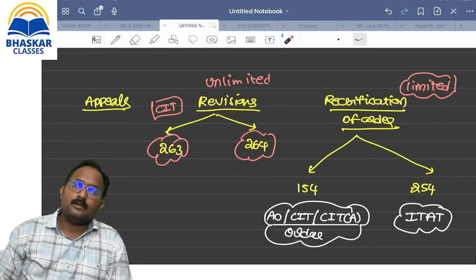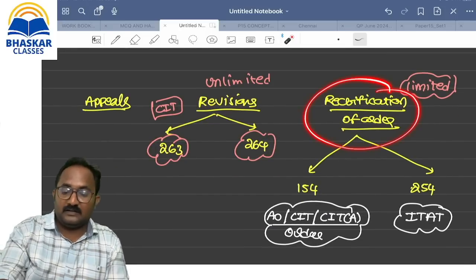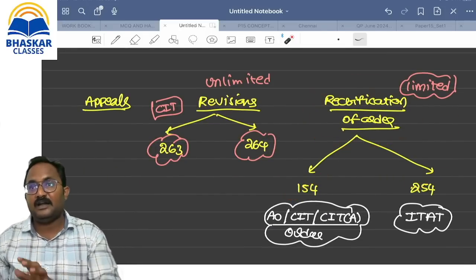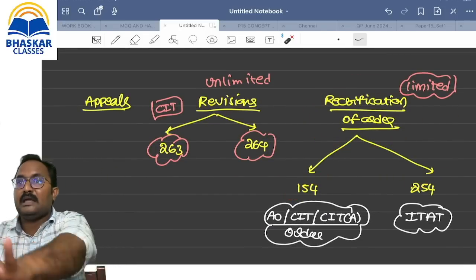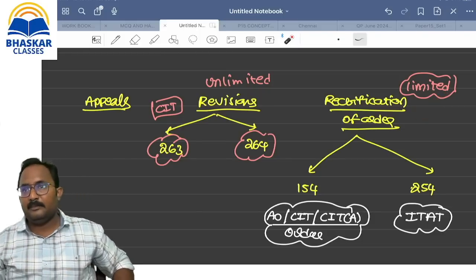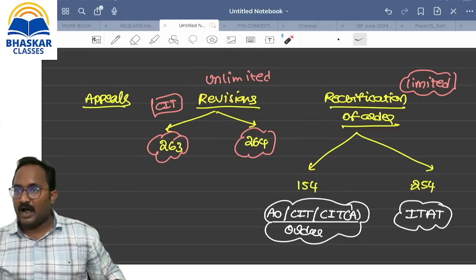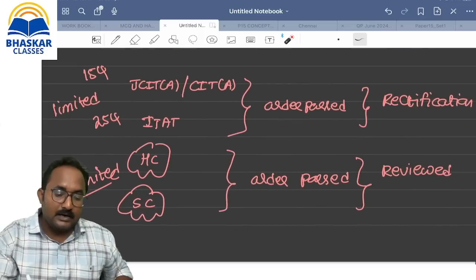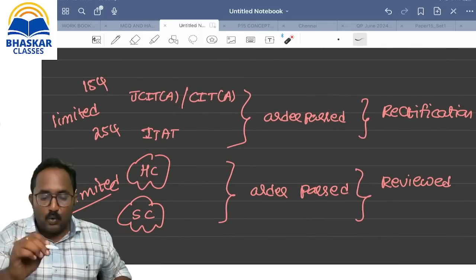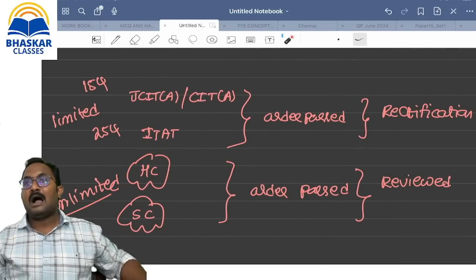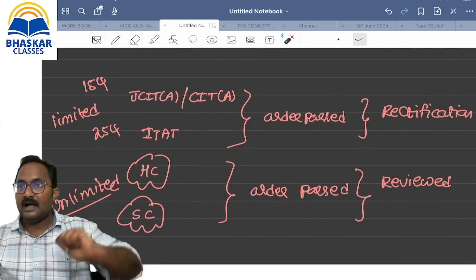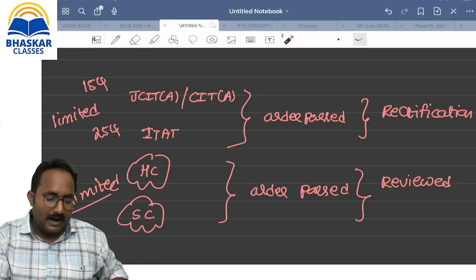Next one, rectification related sections. The rectification powers are very limited. Only a mistake which is apparent on the record can be rectified. The powers are very limited. And the revision powers are unlimited, we can say. We can change the content from unfavorable to favorable also. But next, who has the reviewing power? Reviewing power is only with the High Court and Supreme Court. An order already passed, they can call for it and they can change the order also. Who has the review powers?